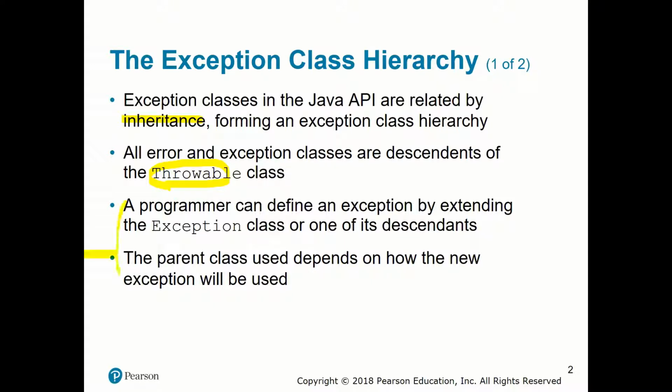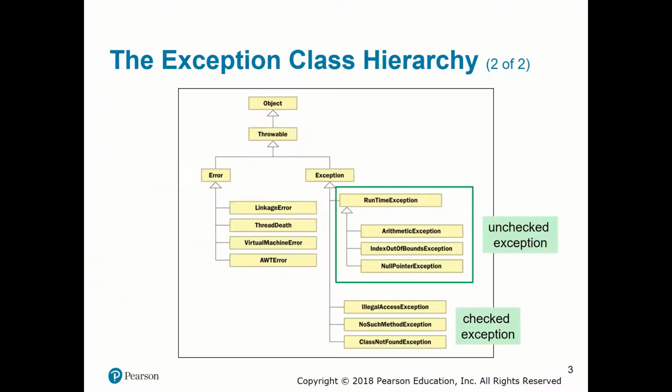This is the main topic of this section. I will explain this in more detail. This is an exception class hierarchy. Object is the top class. The Throwable class inherits Object, and the Error class and Exception class inherit Throwable.